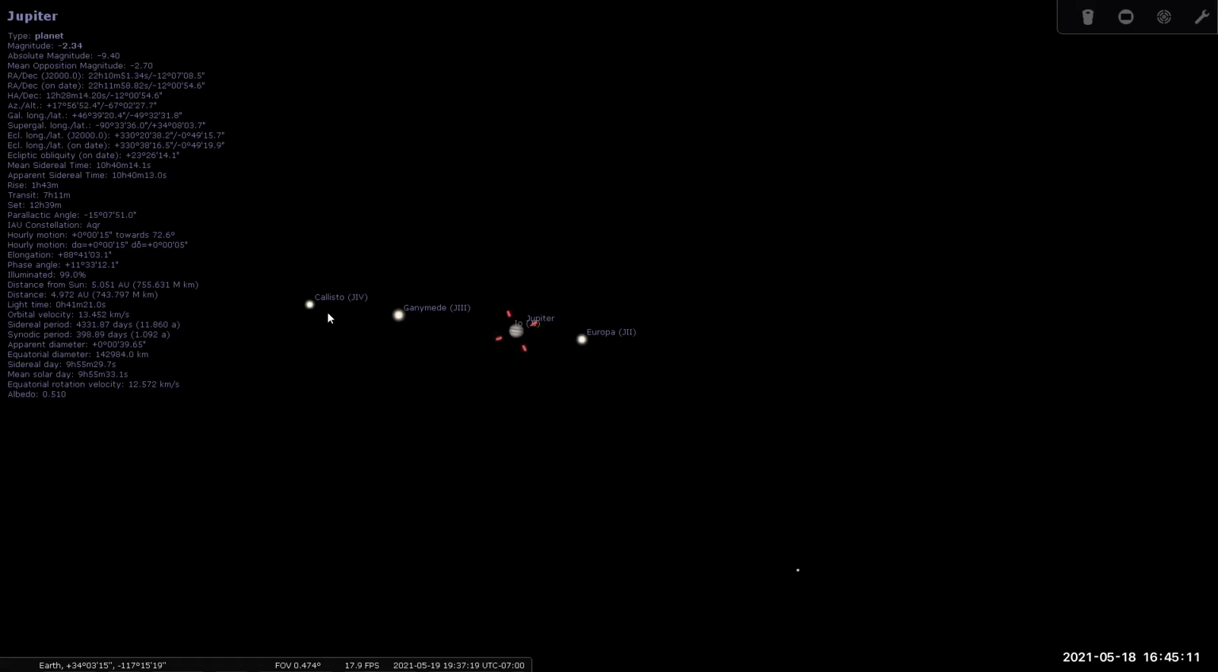Same thing with Ganymede and Callisto. We think that they also have water underneath their surfaces too, because if you look at Callisto, for example, let me zoom in on it.